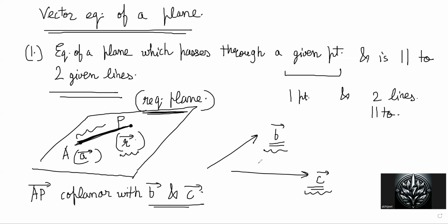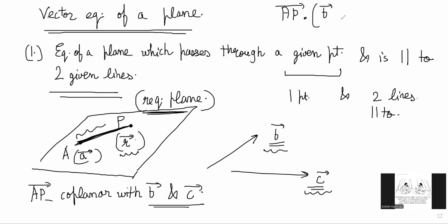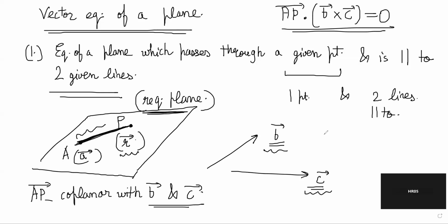So if AP and B and C are coplanar, then there are many ways to do this part. Using triple product also you can do it. You can say AP dot B cross C is 0. That is one way to do it, because coplanar vectors' volume will be 0, right? Another way to do it would be to do it like this. Because the vectors are coplanar, we can always express any one vector as a linear combination of the other two, right?